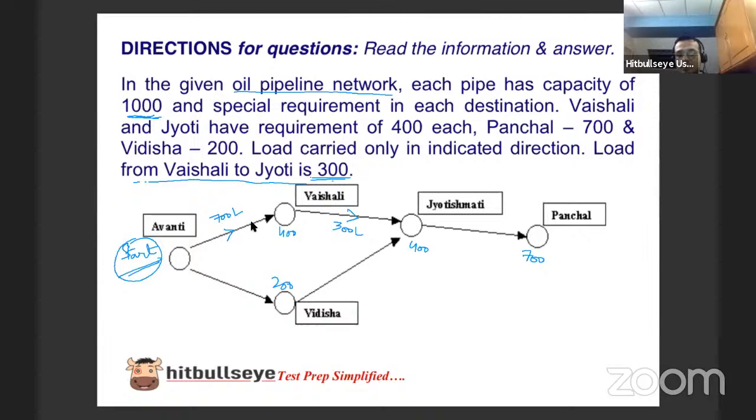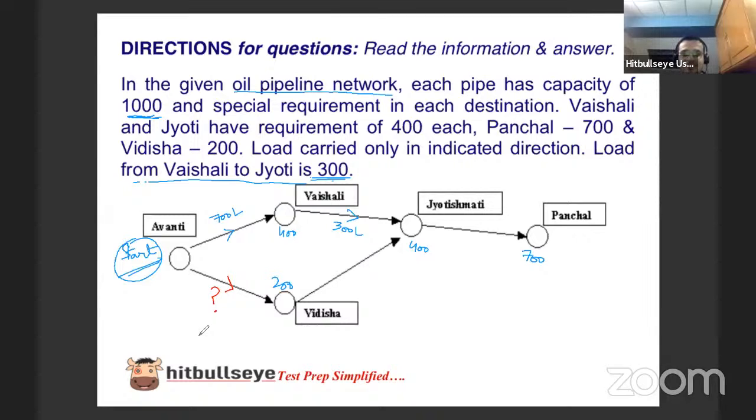Clear everyone? So far so good? So far with me everyone? Now tell me, from Avanti to Vidisha, what should be the value of the load taken?